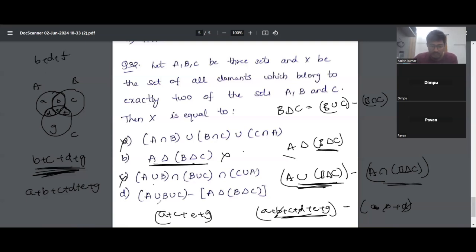So what is the last option? A union B union C minus A delta B delta C. A union B union C is A plus B plus C plus D plus E plus F plus G, minus A plus E plus G, which is what we found. So A, C, E, G get cancelled. What am I left out with? I'm left out with B plus D plus F, which is my answer. So option D is my answer. Understood?